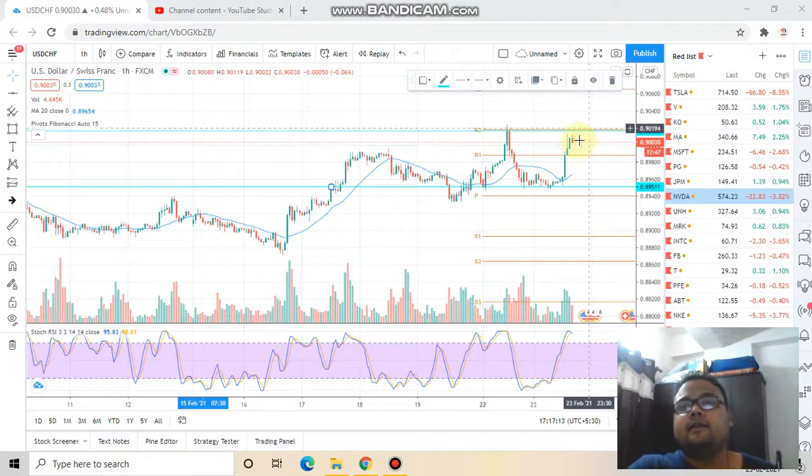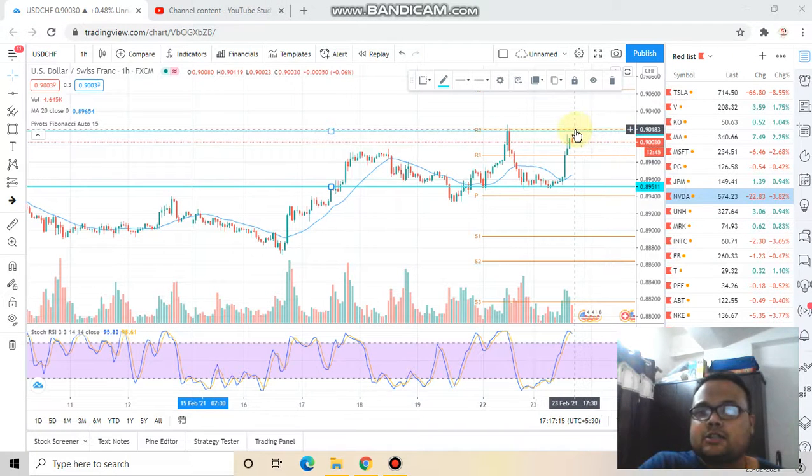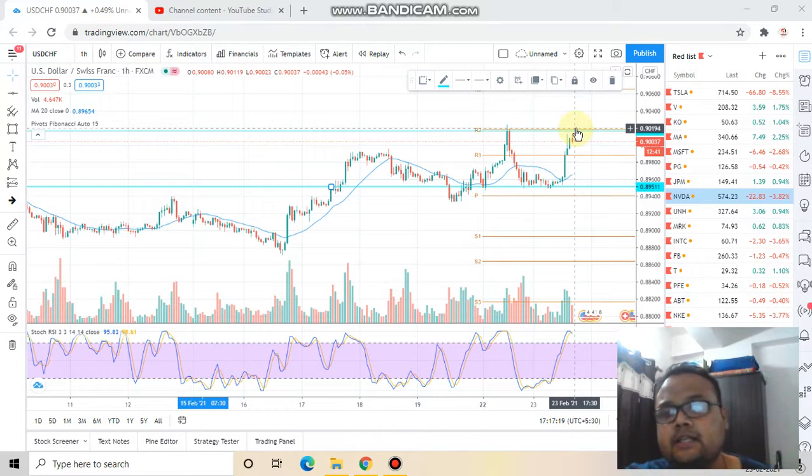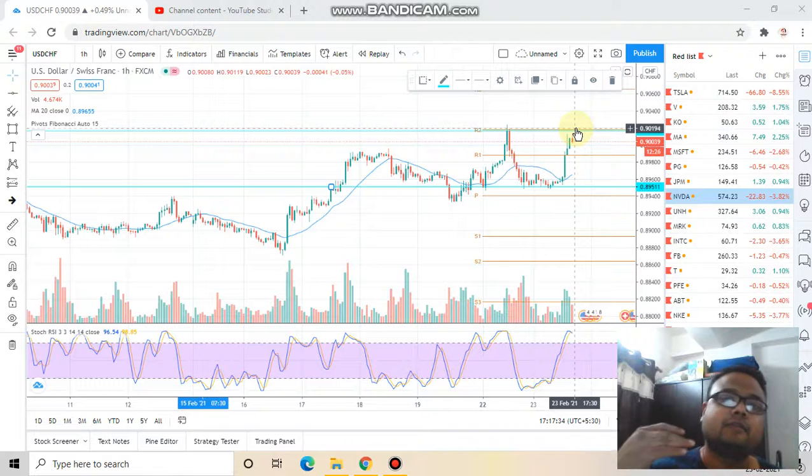And if it crosses this particular level, if it breaches the level, then it's a breakout. But you need to get a confirmation. How will you get the confirmation? You'll get a confirmation with the help of volume. Even if it gives a breakout, please let the market trade for a while above this level.